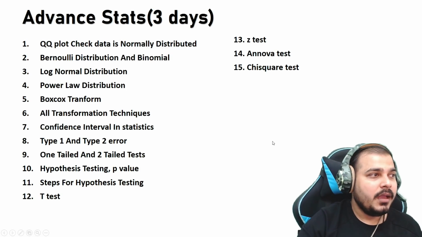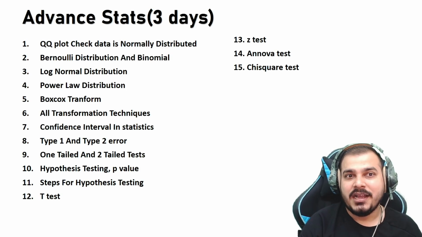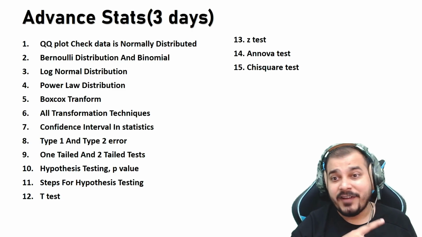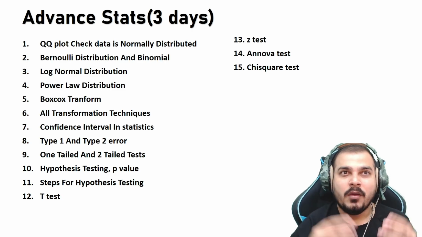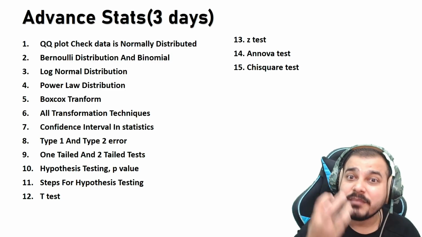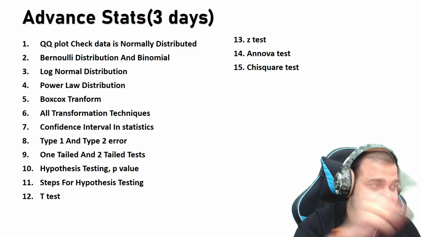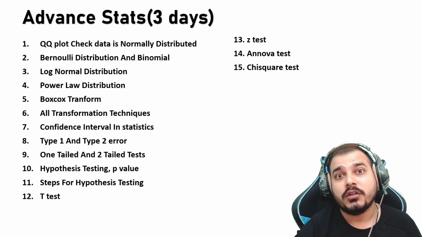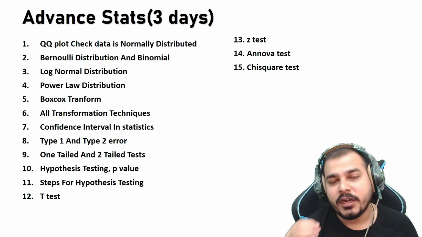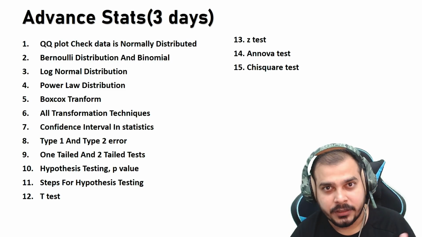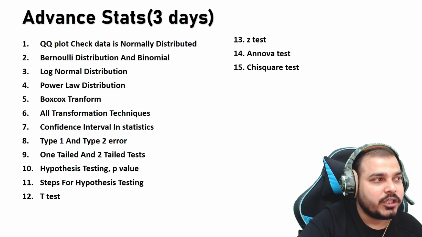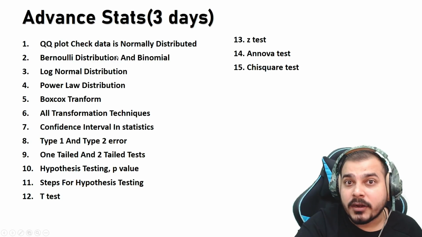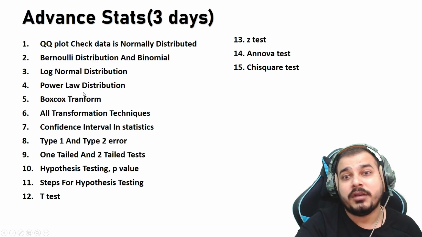Okay, now coming to the last part, that is the advanced stats. Initially I told you about descriptive and inferential statistics. In inferential statistics, what you do, you take a sample of data and you make some conclusion of the population. So here all the topics I have actually mentioned, and apart from that, different kinds of distribution of data also. There is a very important concept in data science which is called transformation. Transforming the data. Some of the distributions here you can see: I have written QQ plot, to check whether data is normally distributed. Then you have Bernoulli and binomial distribution, log normal distribution, power law distribution.